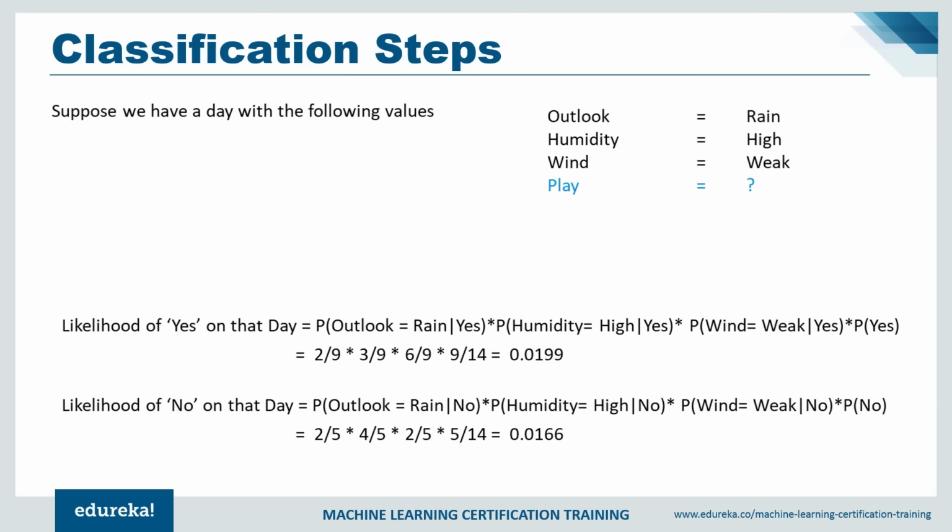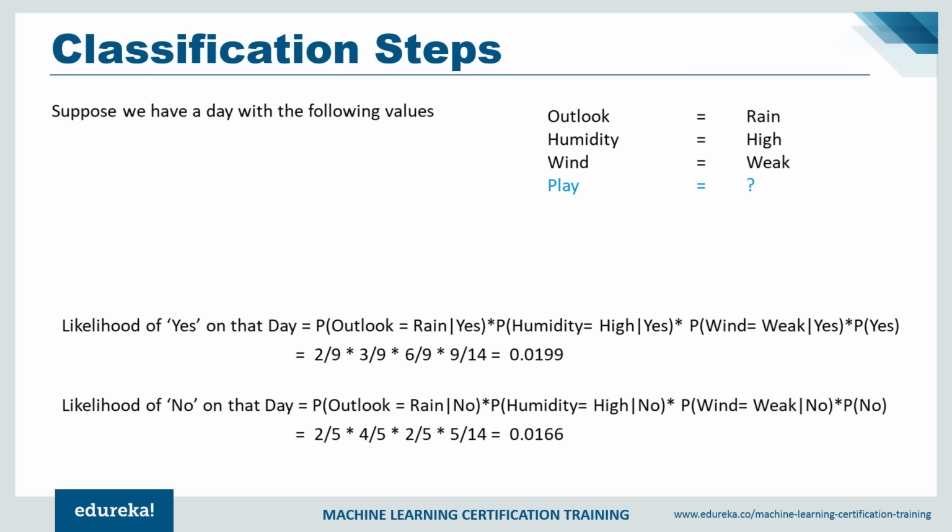Similarly, the likelihood of no on that day is the probability that the outlook is rain given it's a no, humidity is high given it's a no, and wind is weak given it's a no, and that equals 0.016. Now what we're going to do is find the probability of yes and no, and for that we take the likelihood and divide it by the sum of the likelihoods of yes and no.